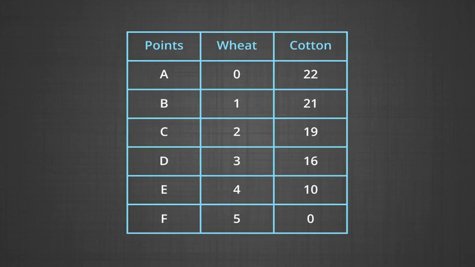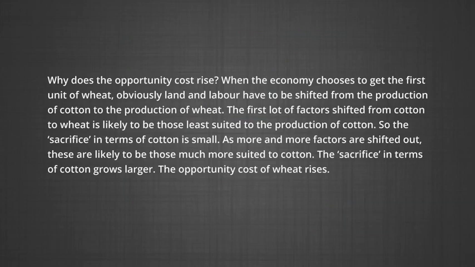Notice that to get the 5th unit of wheat, 10 units of cotton have to be given up. So, the opportunity cost of wheat in terms of cotton is increasing. This gives the PPF its bowed out shape. Why does the opportunity cost rise?